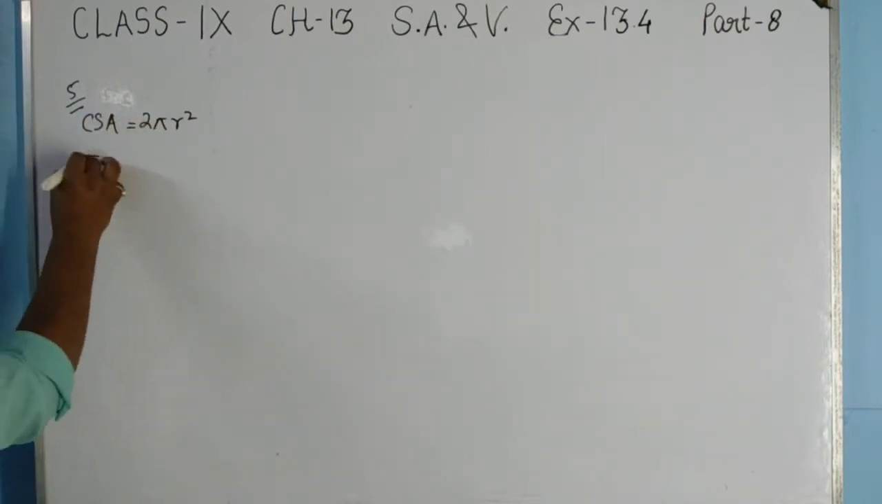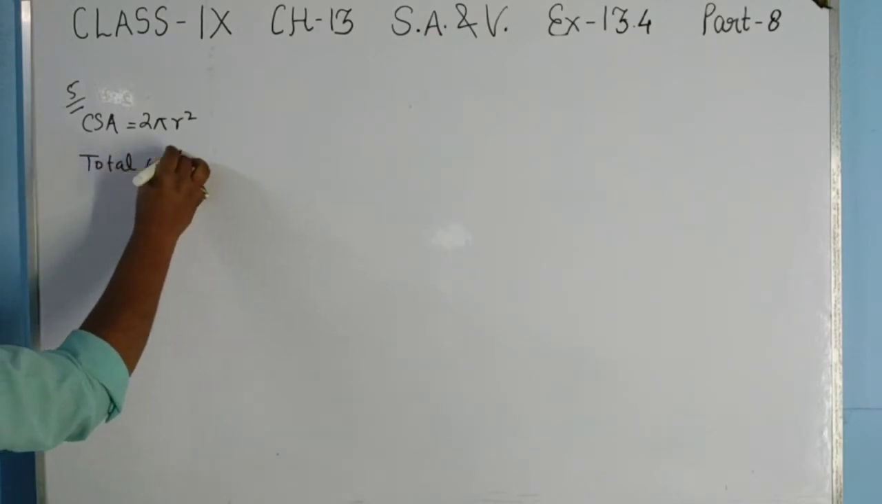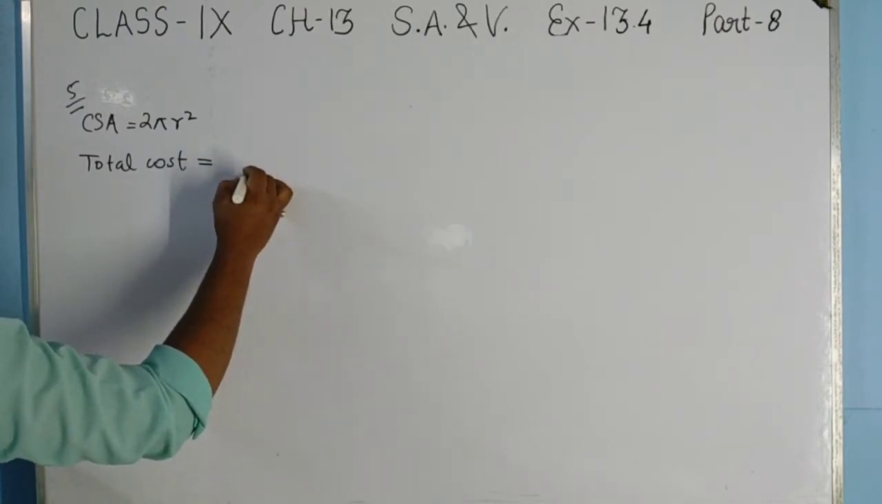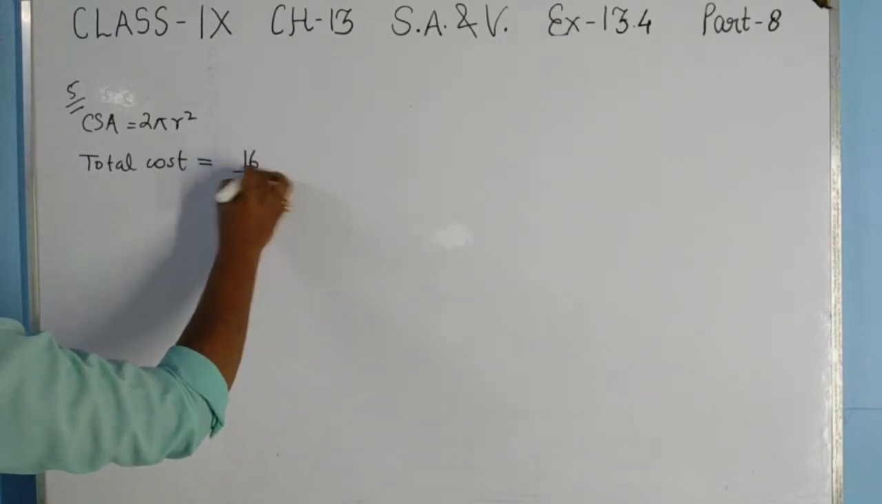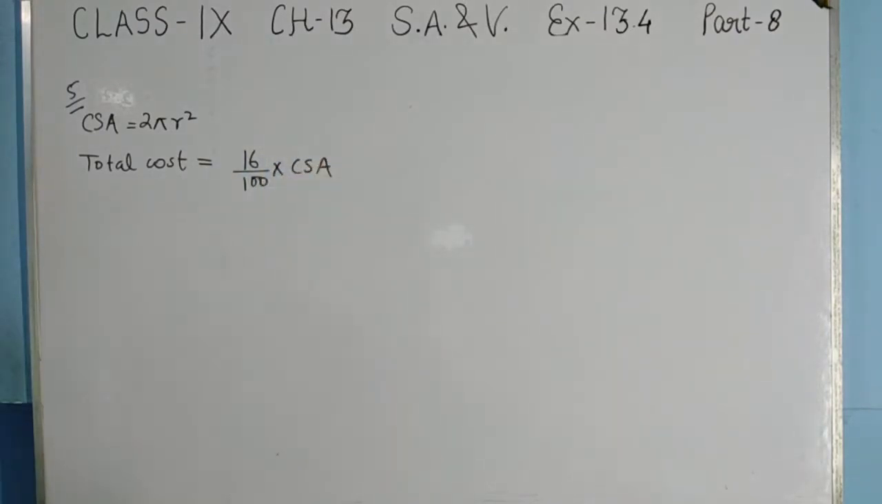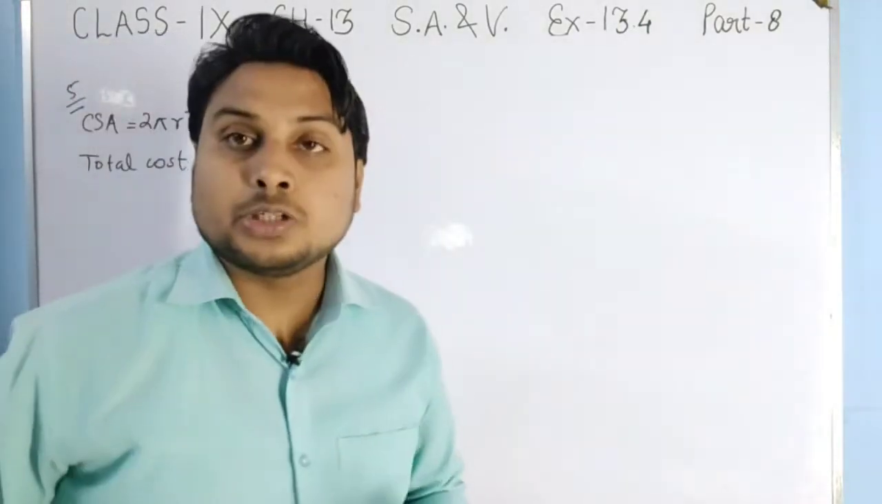And after that, to find the total cost, you will multiply by the cost. The cost is given as 16 per 100 centimeter square. Means you have to multiply 16 upon 100 into the curved surface area. When you do this, you will get your result. You will find the curved surface area and then apply that total cost is equal to 16 upon 100 into the curved surface area, because it is said in the question that the cost is rupees 16 per 100 centimeter square. Okay, now the next question.